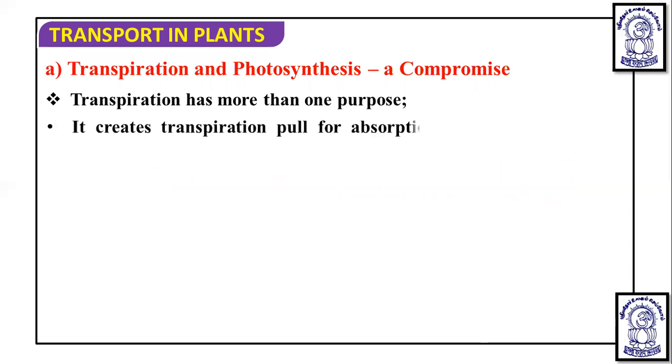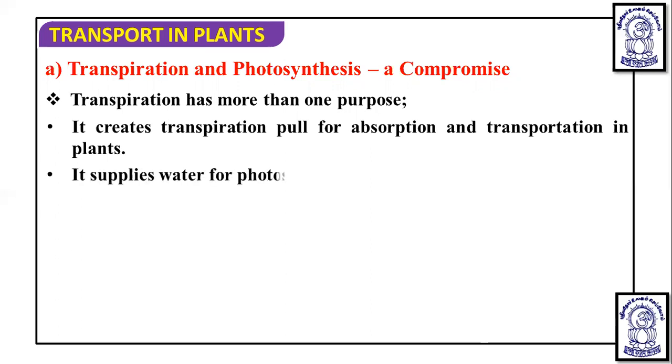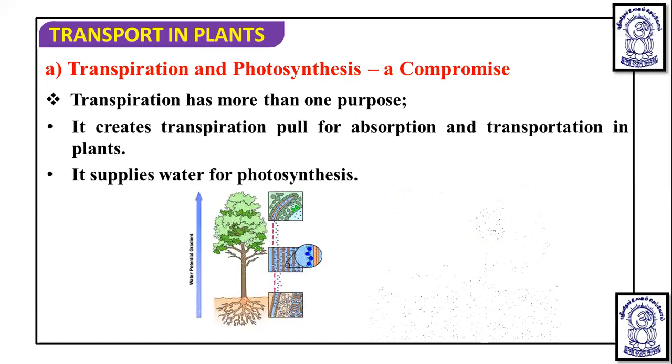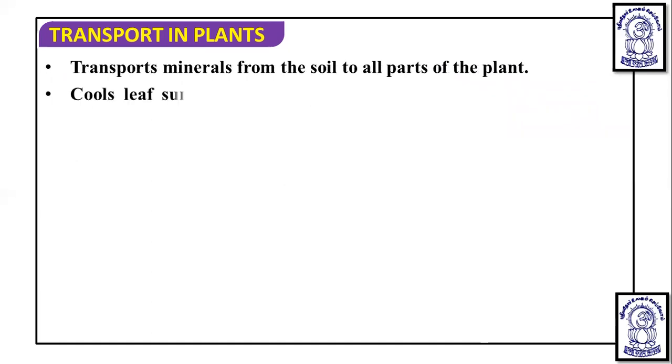So it is an NCERT topic. We know that transpiration has more than one purpose. It creates the transpiration pull, because transpiration pull develops due to transpiration in the leaf, and due to this pull, absorption and transportation in the plant take place. Then, due to this transpiration pull, it supplies water for photosynthesis and transports minerals from soil to all parts of the plant.